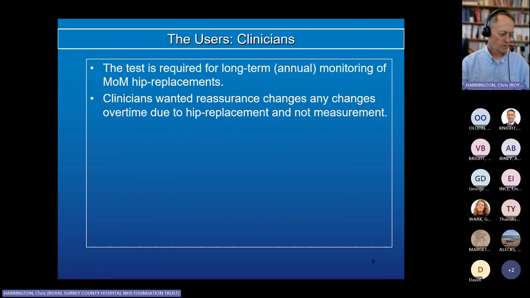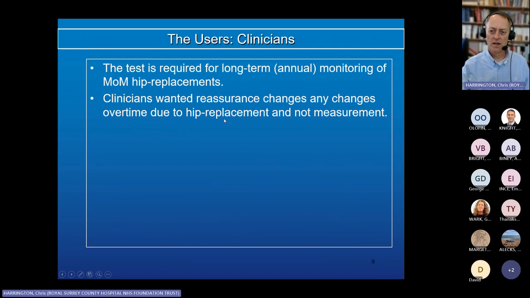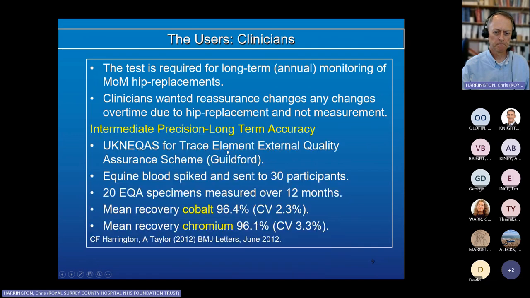So at the time, and this was quite a while ago now, the clinicians were a bit wary of these analyses, and it became clear that because this was going to be an annual test, so the MHRA guidelines said for the first 5 years they needed an annual test, and then the local team could decide what they were doing ongoing after those 5 years, they were concerned that any changes they would see would not be to do with the hip replacement, but could be to do with the measurement.